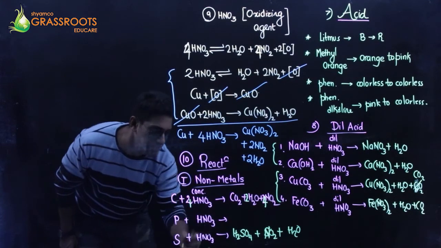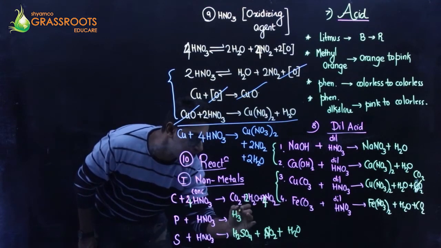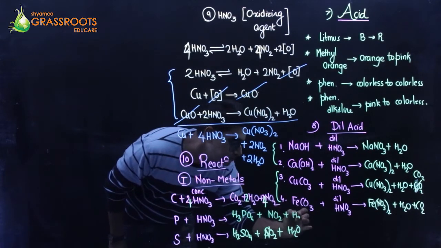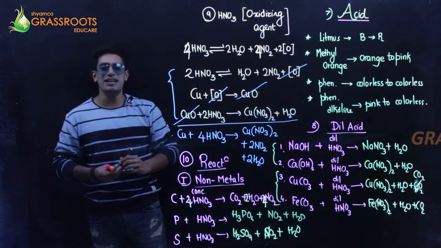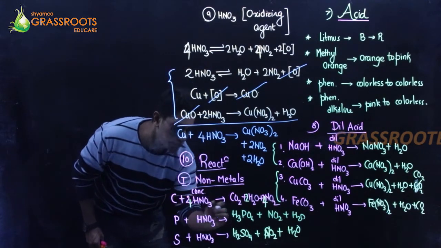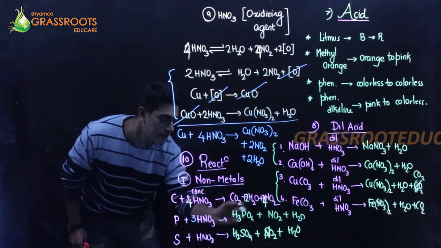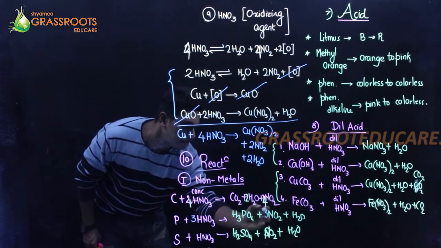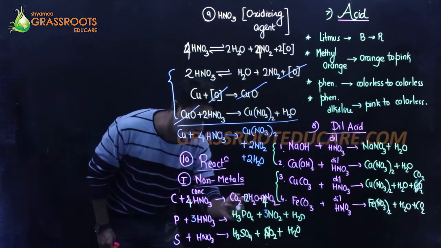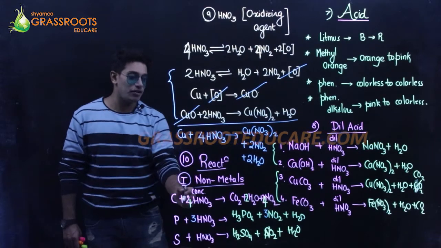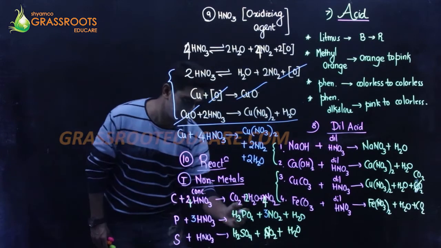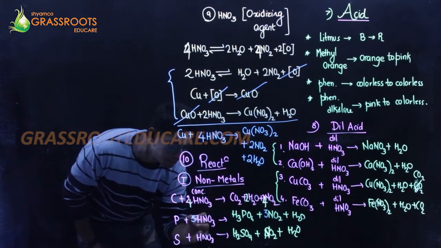Similarly, phosphorus plus nitric acid gives phosphoric acid, H3PO4, plus NO2 plus water. Now, if you again balance them, there are 3 hydrogens, so you may make a 3 out here. Nitrogen can be made 3. Hydrogen is actually 5, 2 plus 3, 5. So if you make a 5 out here, oxygen will be 15. So let's make a 5 out here.